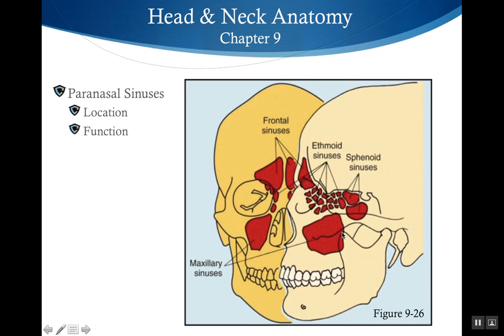Usually when you hear people talking about, oh, my sinuses are killing me, a lot of times they're referring to having pain with their maxillary or even their frontal sinuses. Now the functions of the sinuses include that they produce mucus. They make the bones of the skull lighter because they're air-filled cavities. And they also provide resonance, which helps produce sound.